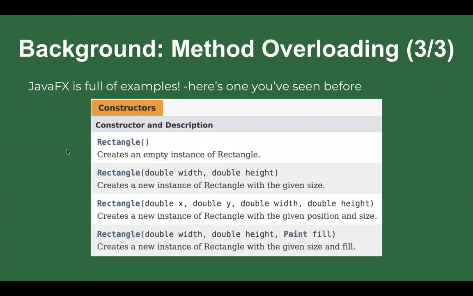Okay, and you've also seen this before in JavaFX. In your composite shape classes and stuff, you might have noticed that when you start typing in rectangle, it'll give you several options of different types of rectangles you can do. And that's method overloading.